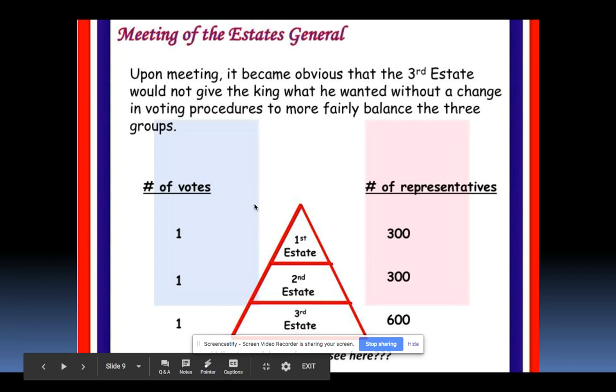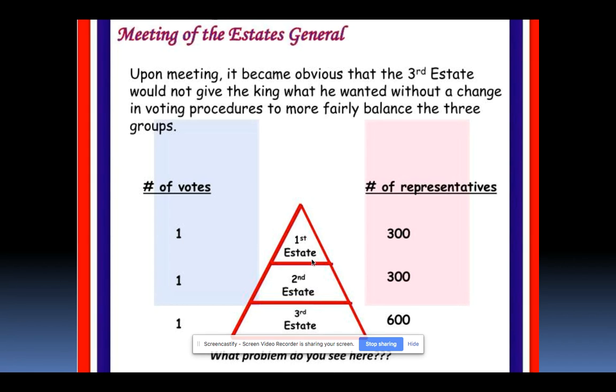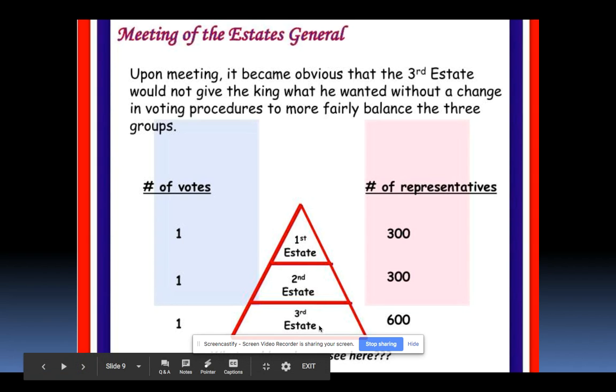Well, the biggest problem with this estate vote that they have, where each estate is only getting one, is that 95% of the population is represented as equally as the second and first estate, even though these two estates are only making up 5% of the population, right? So the third estate is furious about this.